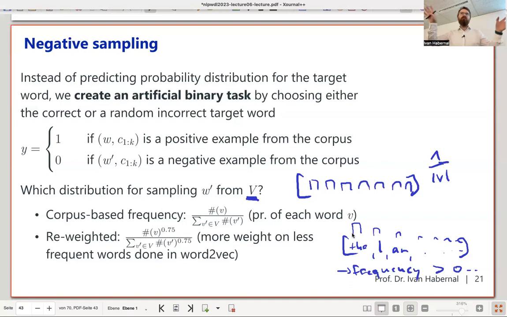So is everybody fine with this kind of artificial task? We're basically creating a self-supervised task. It's like a neural language model. We're saying, given this previous input, give me a probability distribution of the next word. Now we're saying, given a context and a word, tell me 1 if this is true, and give me 0 if this is a fake random word. But we're taking this from an unlabeled corpus. We don't have to create any labeled data.